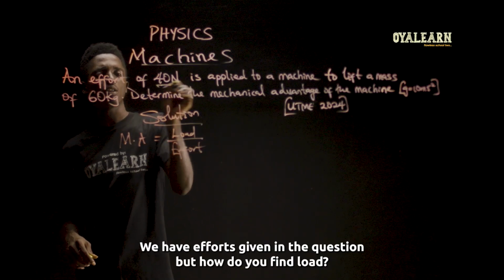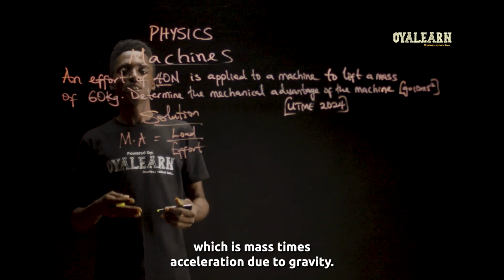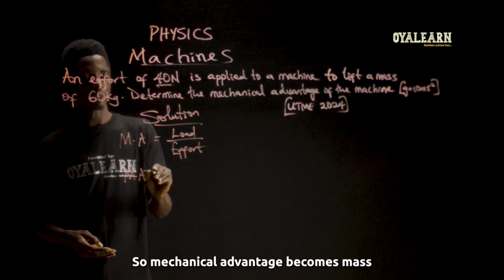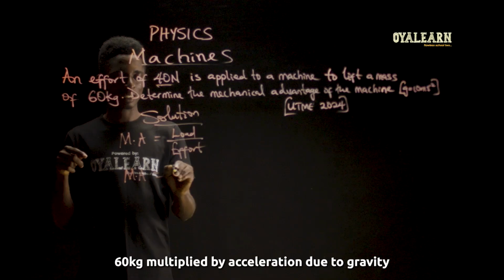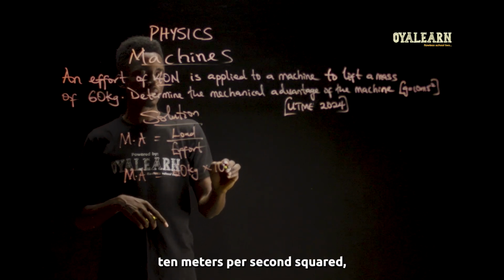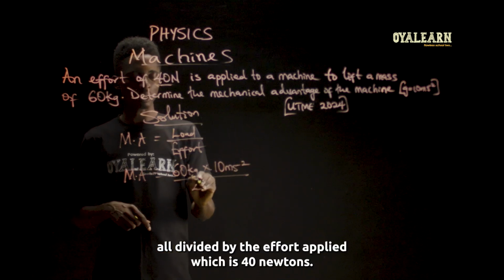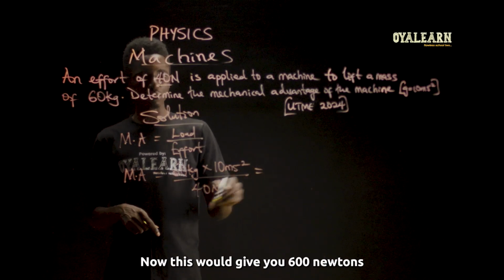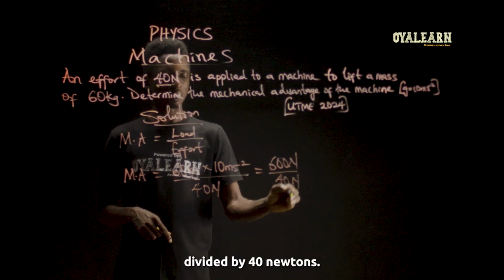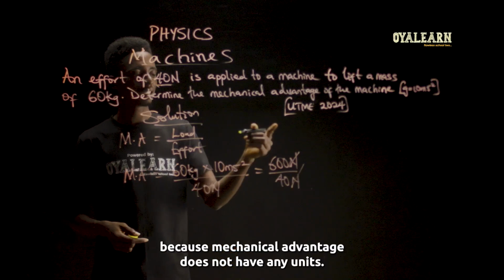We have effort given in the question, but how do you find load? Load is basically the weight of what you are lifting, which is mass times acceleration due to gravity. So mechanical advantage becomes mass 60 kilograms multiplied by acceleration due to gravity 10 meters per second squared, all divided by the effort applied, which is 40 newtons. Now this would give you 600 newtons divided by 40 newtons. So you see newtons cancel newtons because mechanical advantage does not have any units.